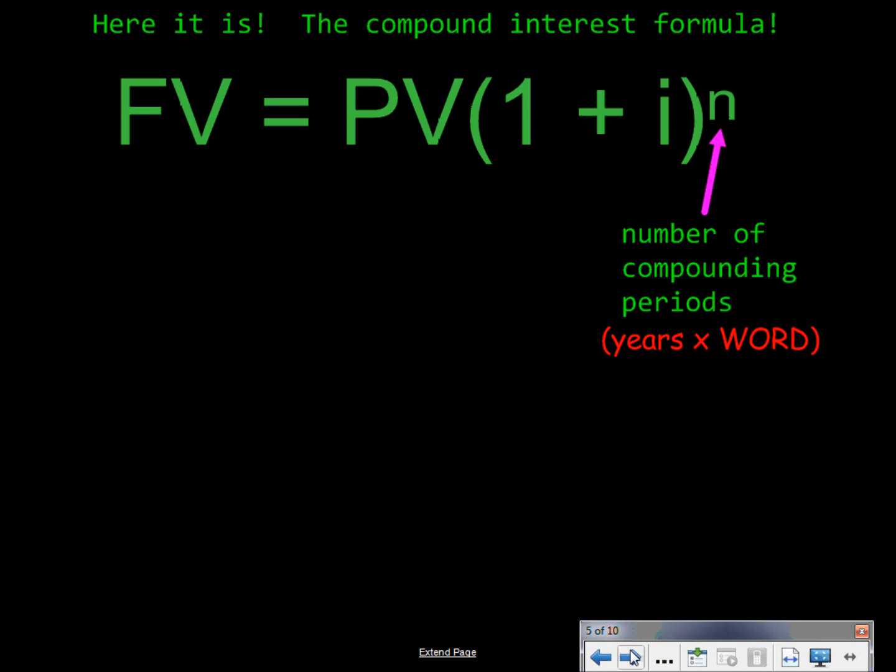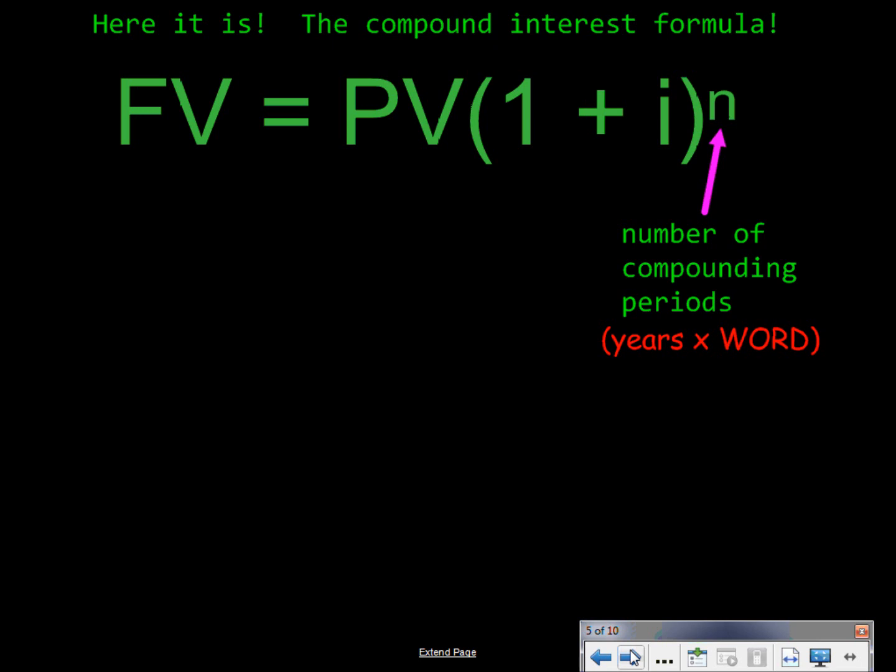Same with your n, okay? Your n is the number of compounding periods. So if they say that you have your investment for 5 years, but you're compounding it monthly, that means 5 years, every year it happens 12 times, okay? So you're going to go 5 times 12. Now this is the hardest part of these questions, okay? Remembering to divide i by your compounding number and multiply n by your compounding number, okay?